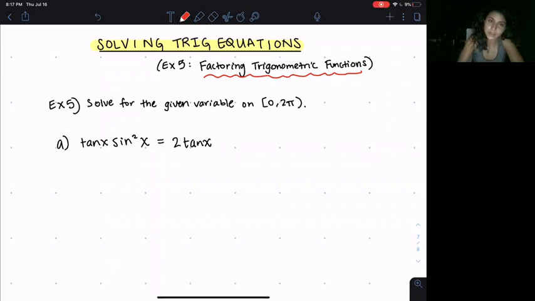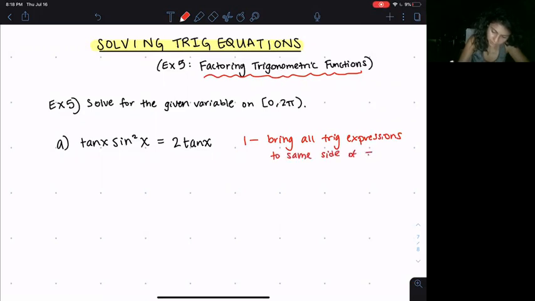Notice that we have trigonometric expressions on both sides of the equal sign. Can't do any math with that. We really need to get all of our trig expressions to the same side. So let's make that as a note. Step 1. Bring all trig expressions to the same side of the equal sign.